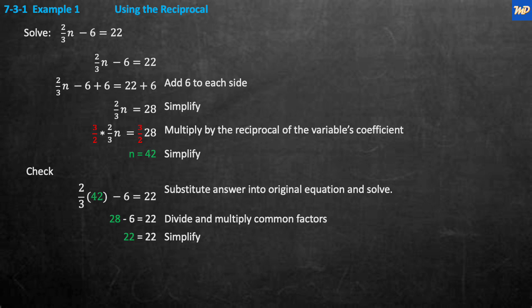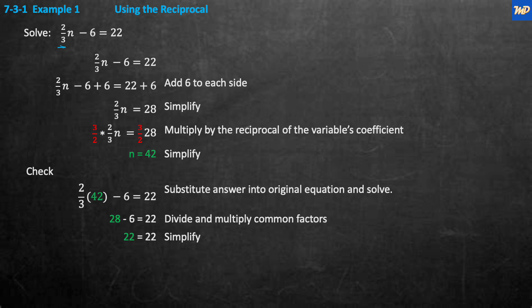Okay, in example 1, we'll be using the reciprocal. See how this works out. It says solve the equation 2/3 n minus 6 equals 22. So it's 2/3, there's our fraction that we're going to be flipping. Okay, so 2/3 n minus 6 equals 22.